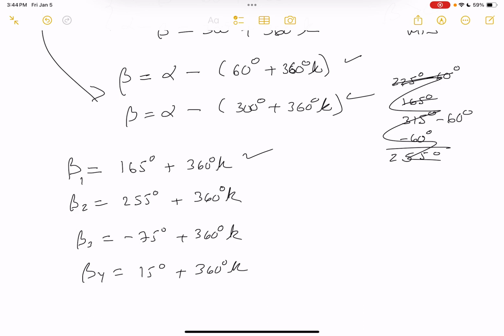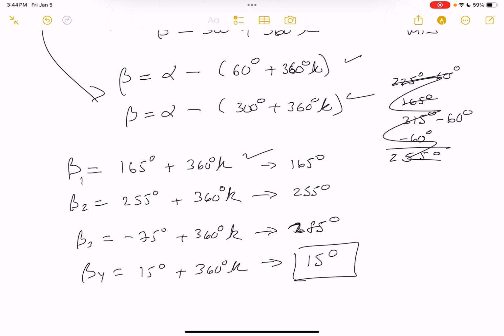All right, the minimum this could be is 165. The minimum this could be is 255. The minimum this could be, again, I can't get k to be 0 now, I take k to be 1, is going to be 285. Again, I'm taking 75 from 360. The minimum this could be is 15 degrees. So the final answer, 15 degrees.